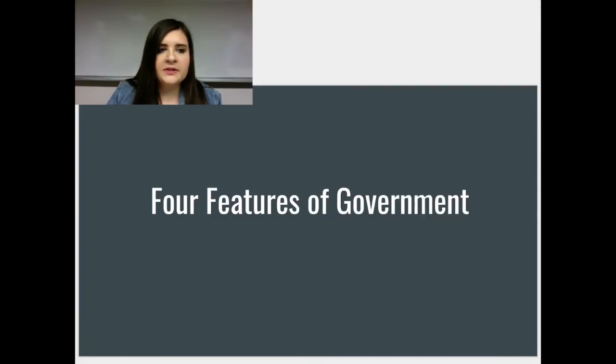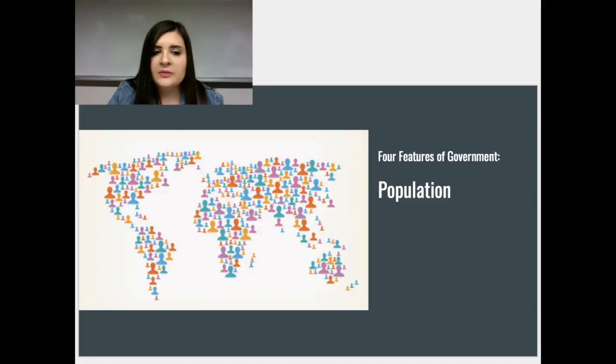Next, we will discuss the 4 features of government. The first feature of government is population. Population refers to all the people who live within the state. A state is more likely to be stable if the population agrees about basic beliefs or has social consensus.